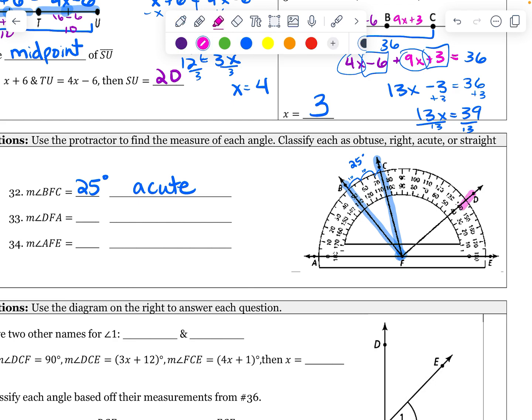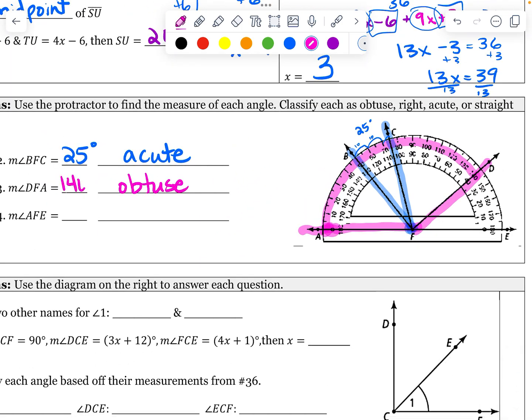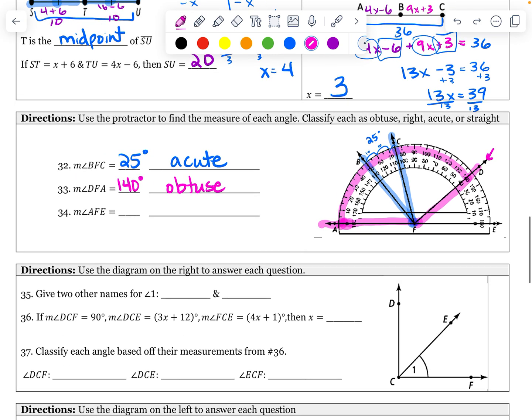DFA. This is helpful because the A is on 0. So if A is on 0, I'm going to use this top angle. This is an obtuse angle, so I wanted to use the bigger number. It's going to make more sense. That bigger number over here is 140, because it makes way more sense that this would be 140 as opposed to 40. You are smarter than the machine you're working with. All right.